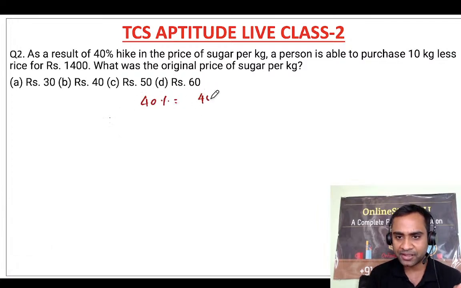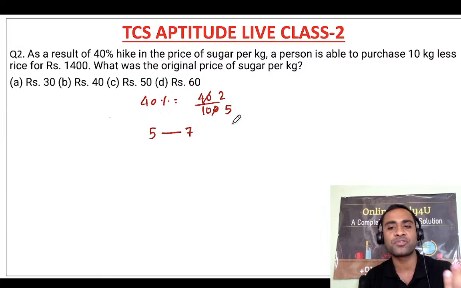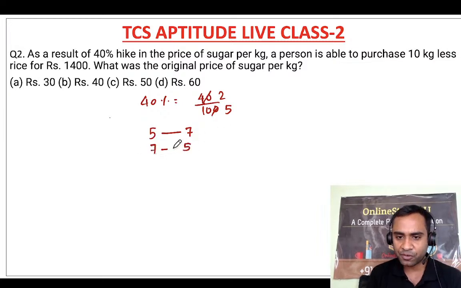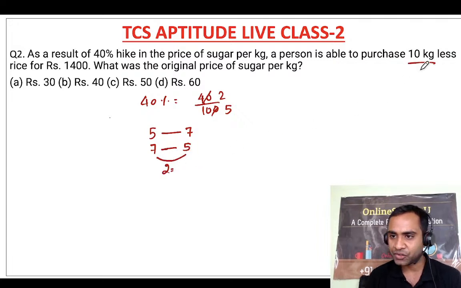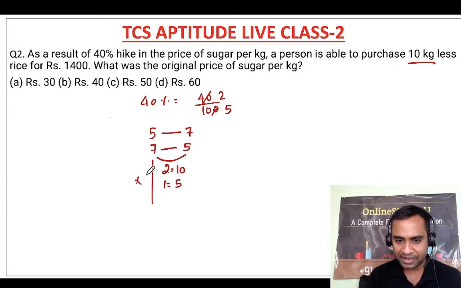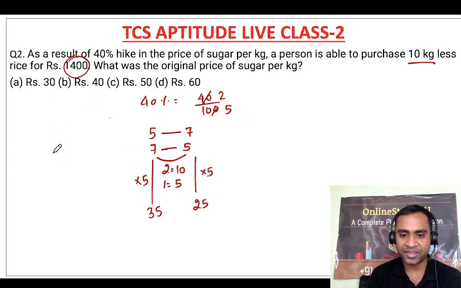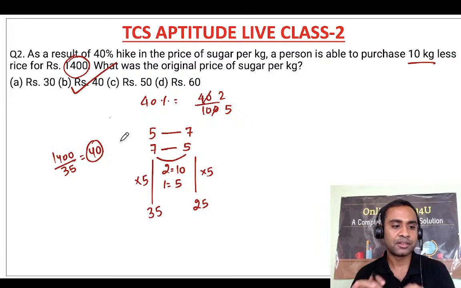See, you do not have to use much of your mind. 40% means 40 by 100, and 40 by 100 means 2 by 5. That means from 5 the price is becoming 5 plus 2, 7. So your consumption will become 7 to 5. Directly write 7 to 5. Now the difference is 2, but the actual difference they are telling is 10, so 1 will be equal to 5. If 1 is equal to 5, 7 will be equal to 35 and 5 will be equal to 25. Now 1400 rupees is there, so 1400 divided by 35, and 40 will be the correct answer. That's all done.